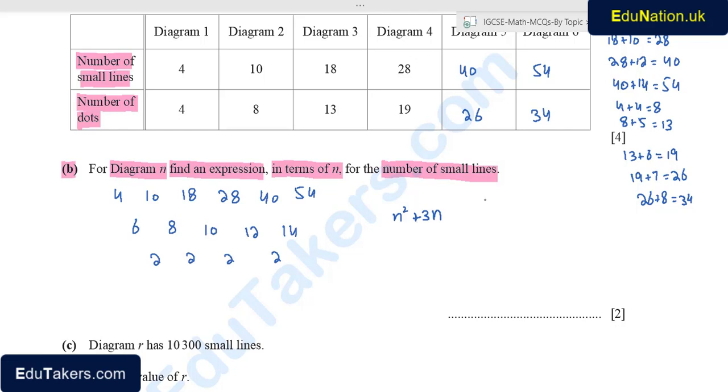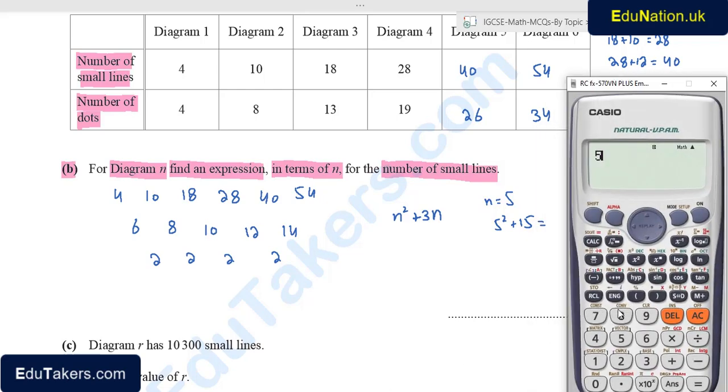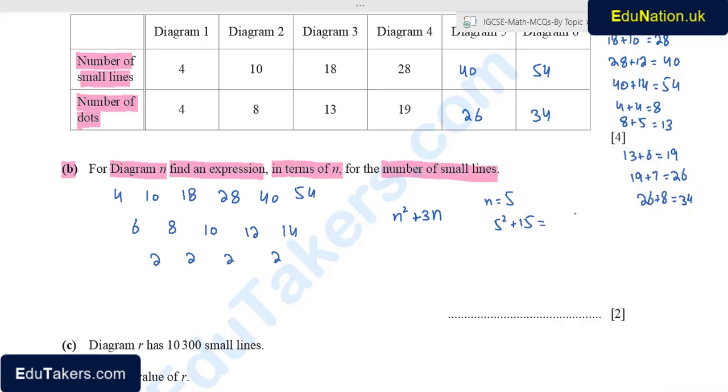Let's check it for the fifth term. n is 5. Then this will be 5 square plus 15, which is 40. So the nth term is n square plus 3n.